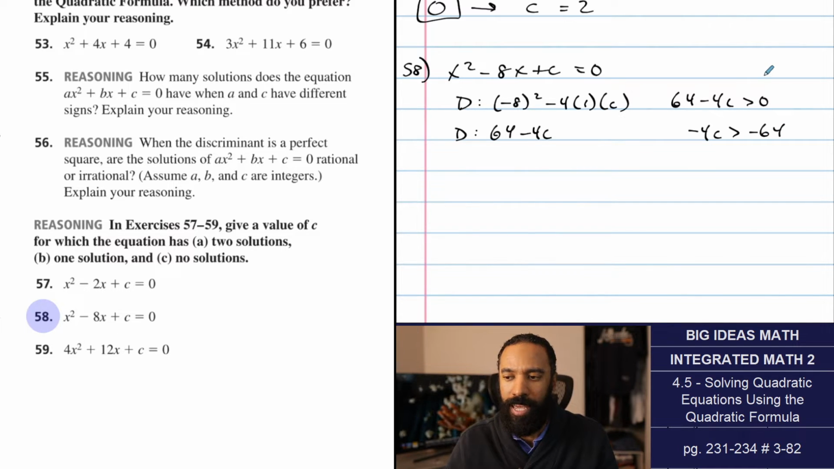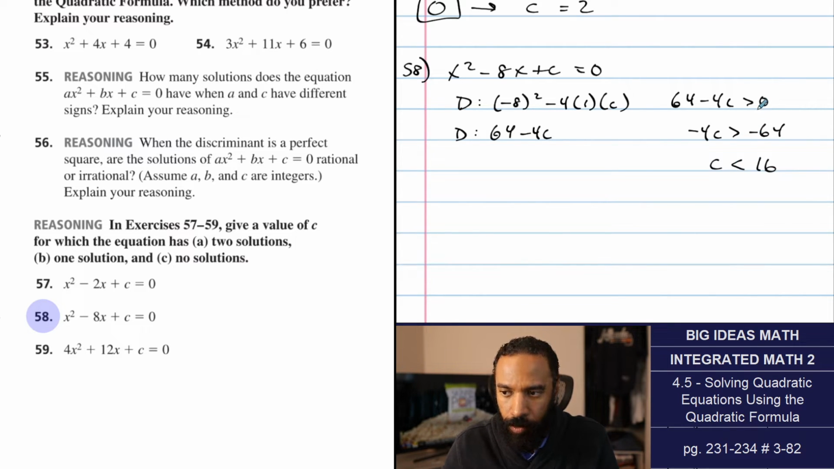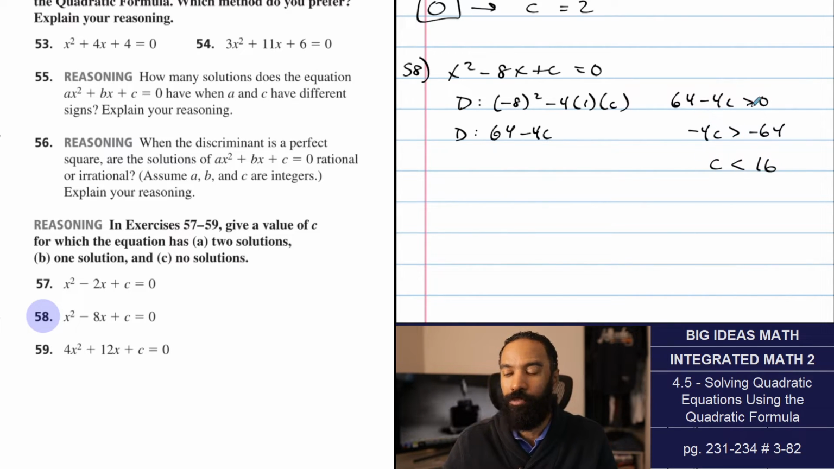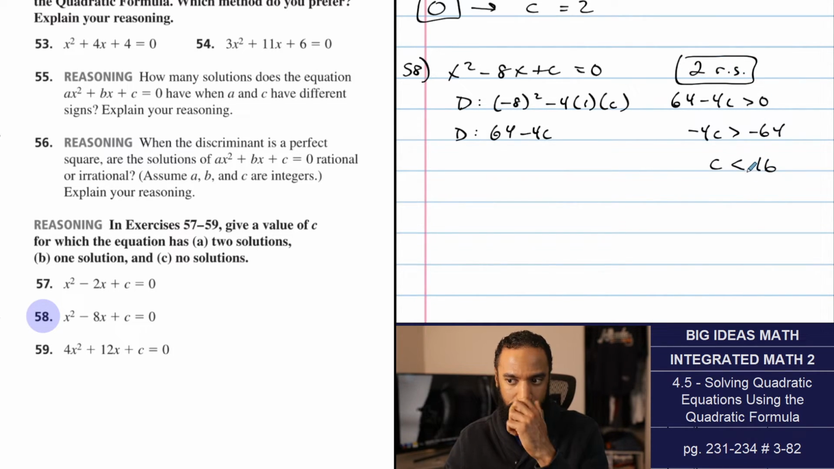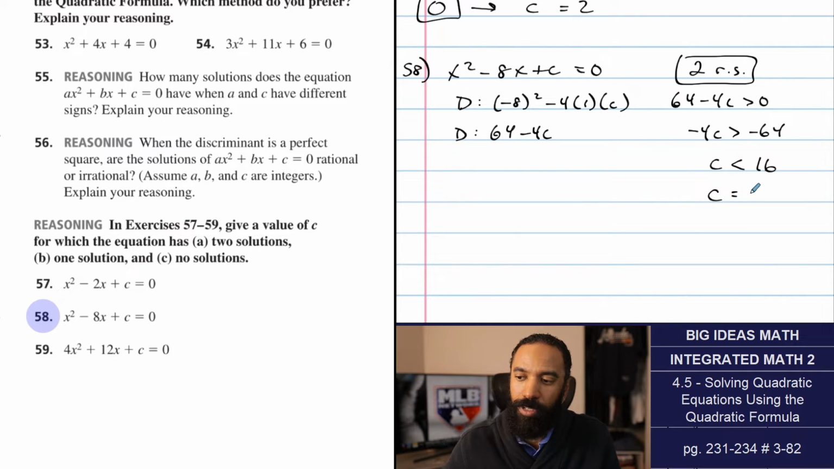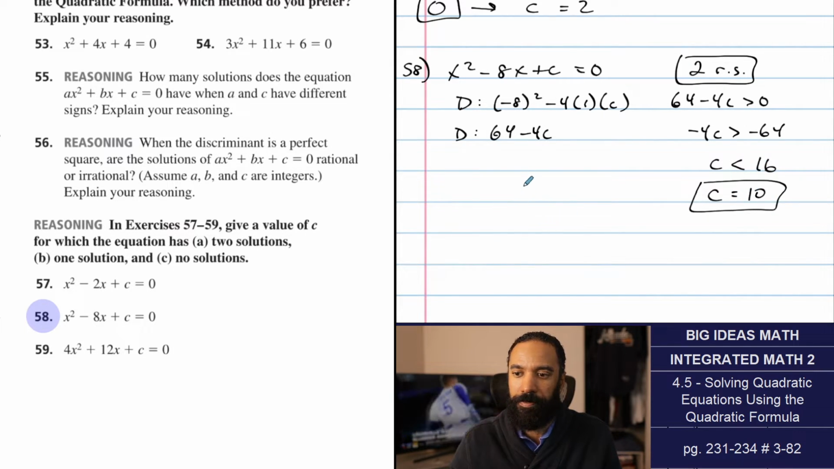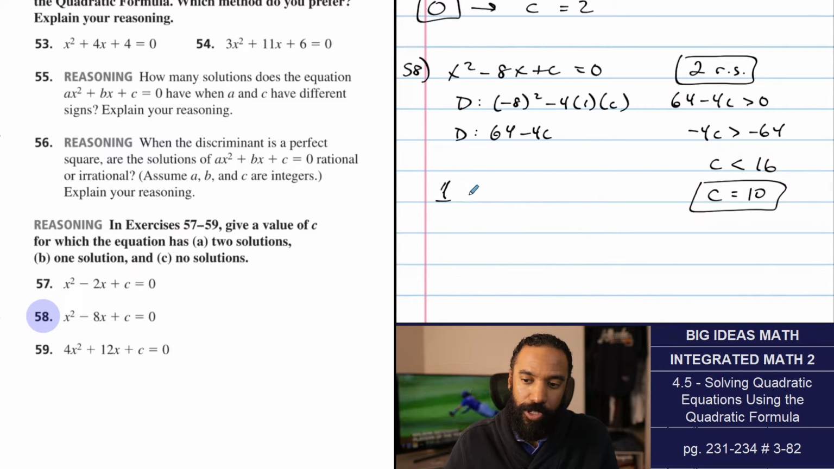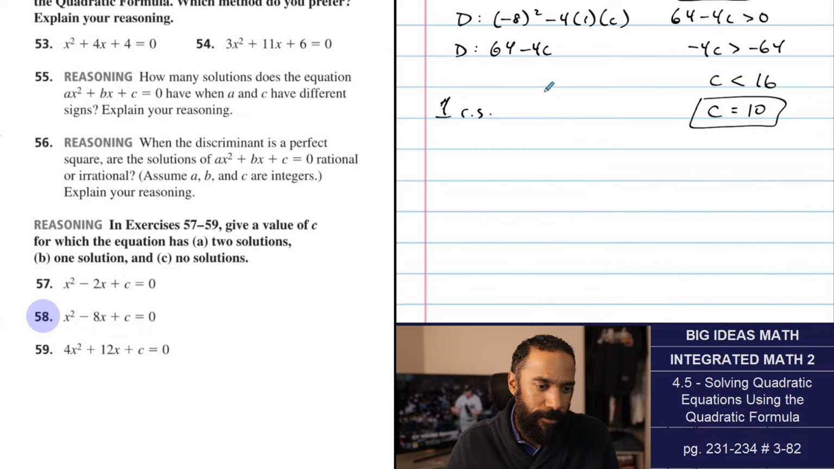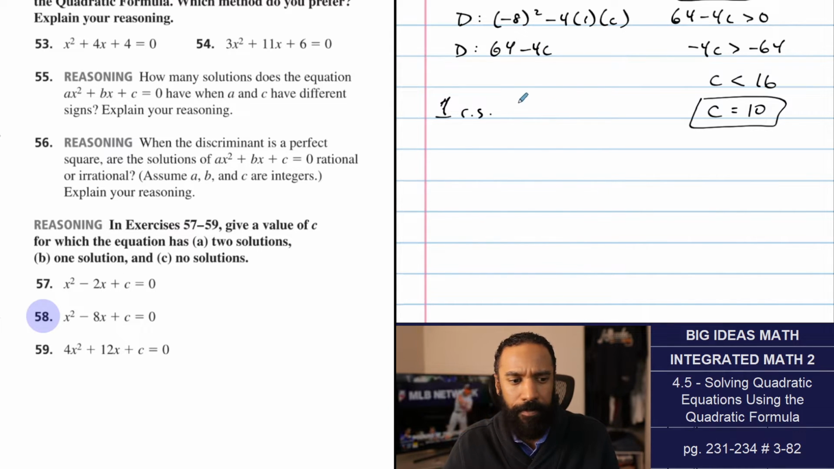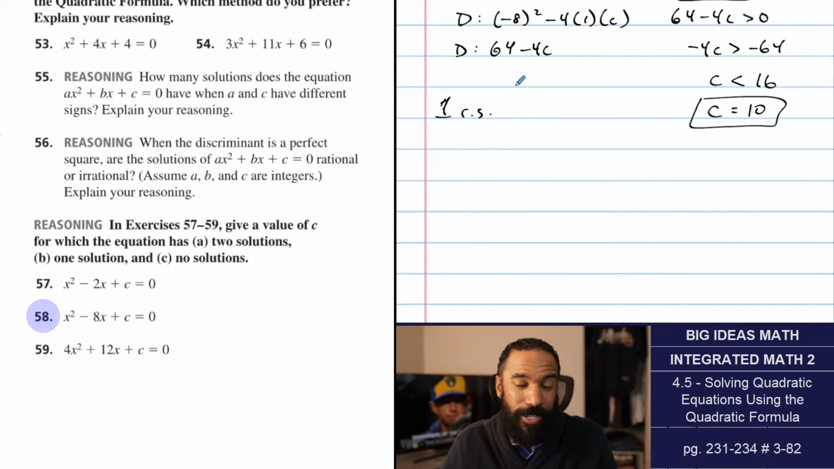I tried to avoid this, but I can't. Divide both sides by negative 4. Here you get c, here you get 16, but you have to flip the inequality. When you divide by a negative, the inequality flips. So for the two real solution case, c has to be less than 16. For example, c could equal 10. Okay, there's an answer. For one real solution, otherwise I'm testing things all the time, and I don't want to do that. I could work off completing the square, and then choose numbers that are bigger and smaller. Oh, I should have just done that.